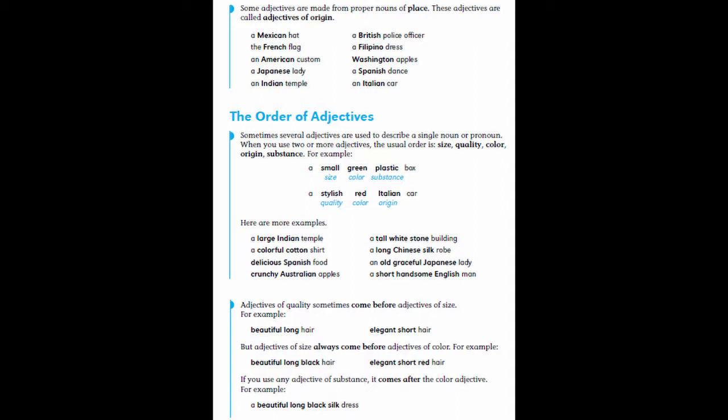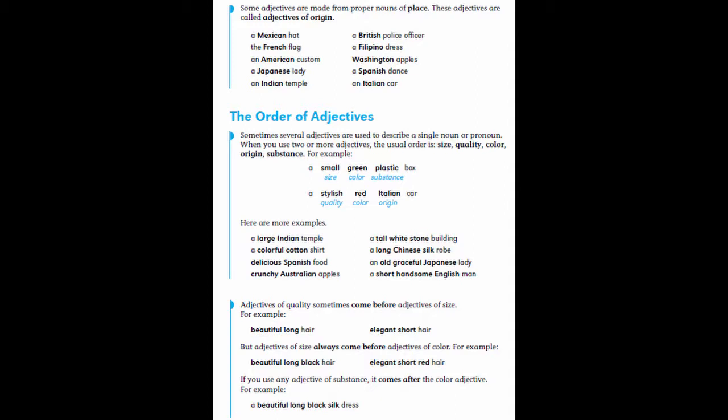But adjectives of size always come before adjectives of color. All right. For example, beautiful long black hair. I can't say black long hair. I have to say beautiful long black hair. Elegant short red hair. I can't say red elegant short hair. Elegant short red hair. If you use any adjective of substance, it comes after the color adjective. For example, a beautiful long black silk dress.